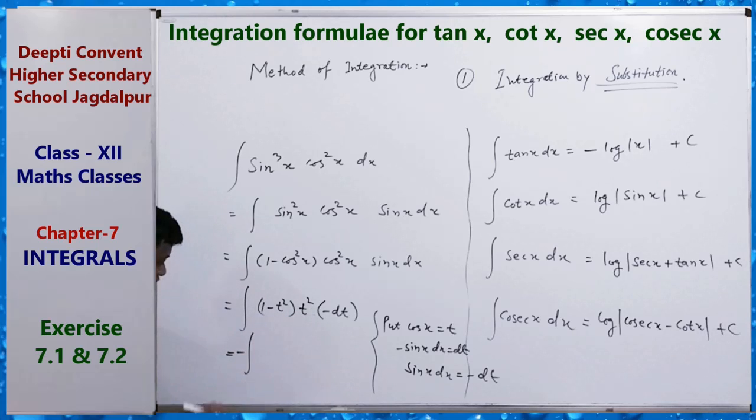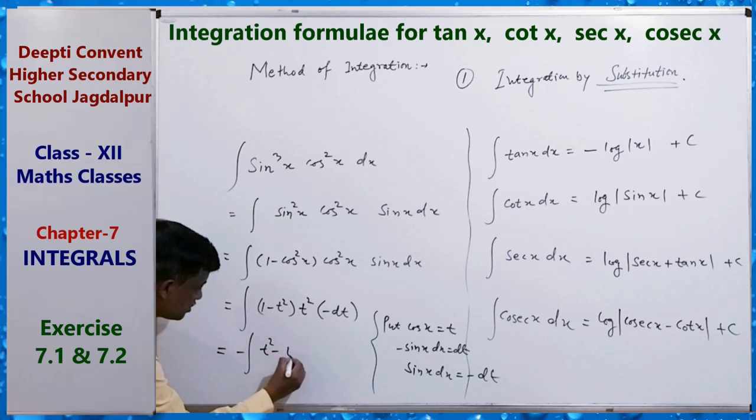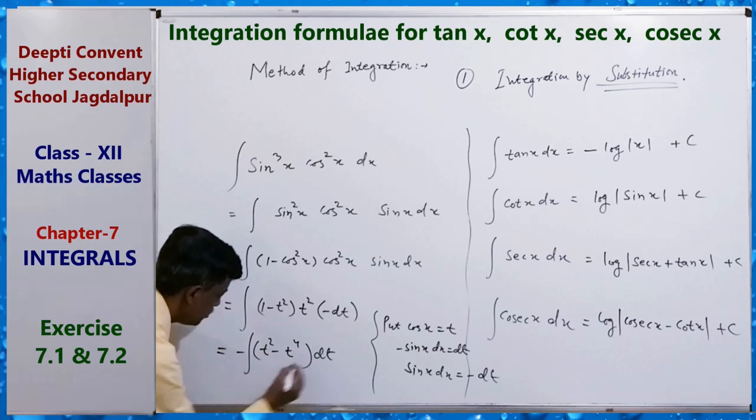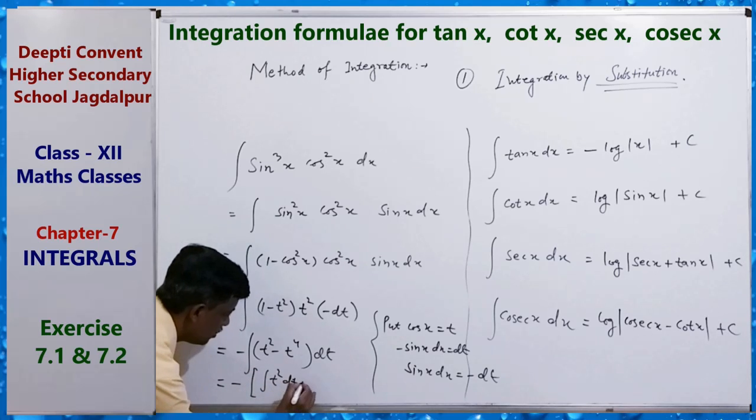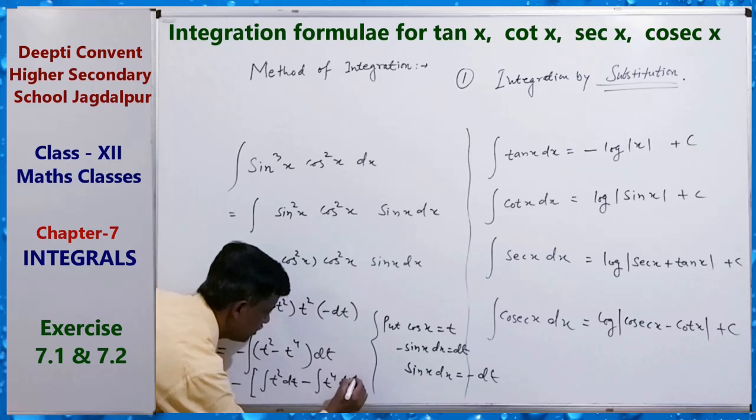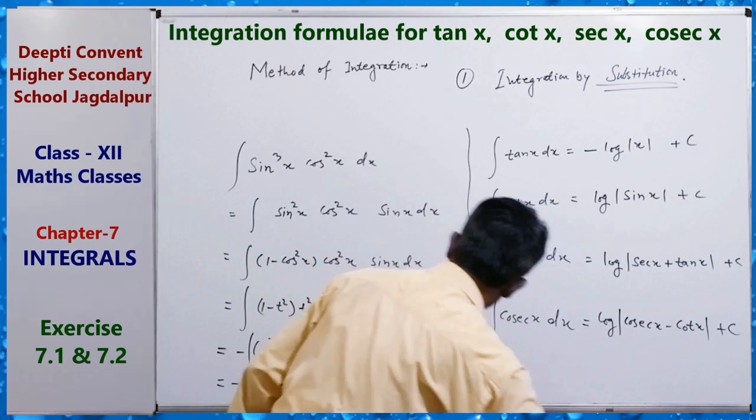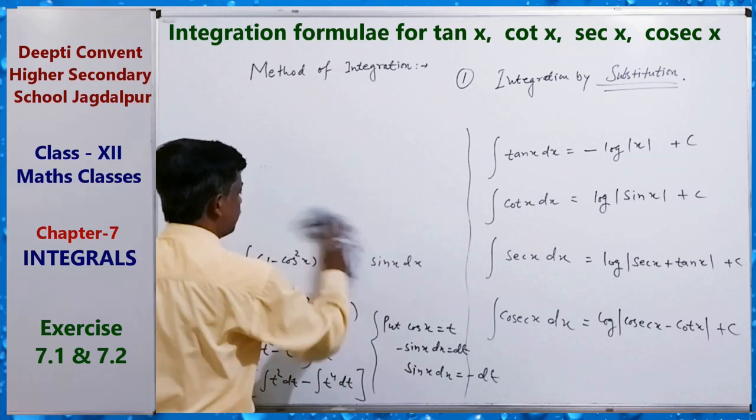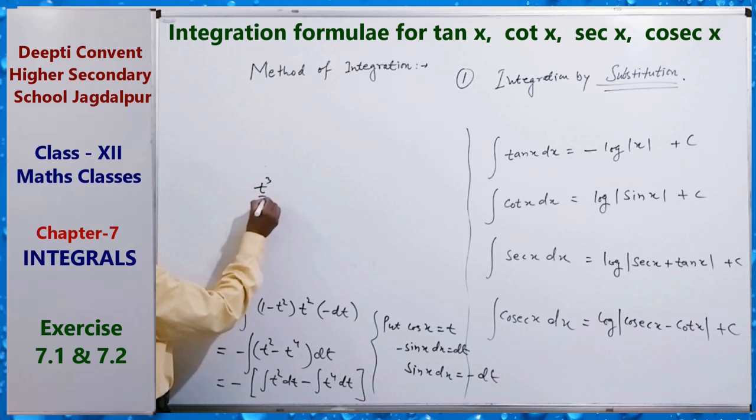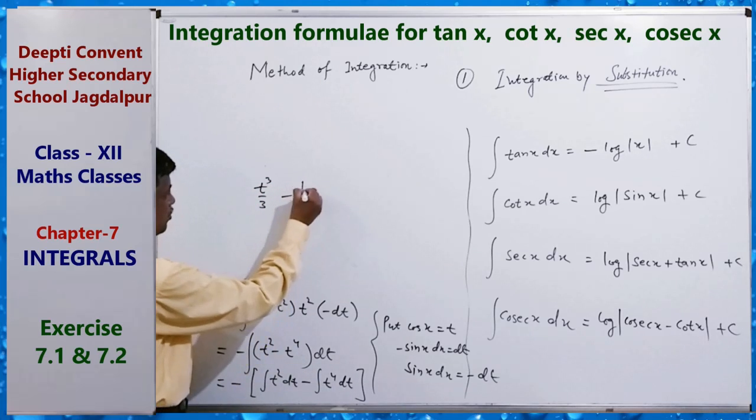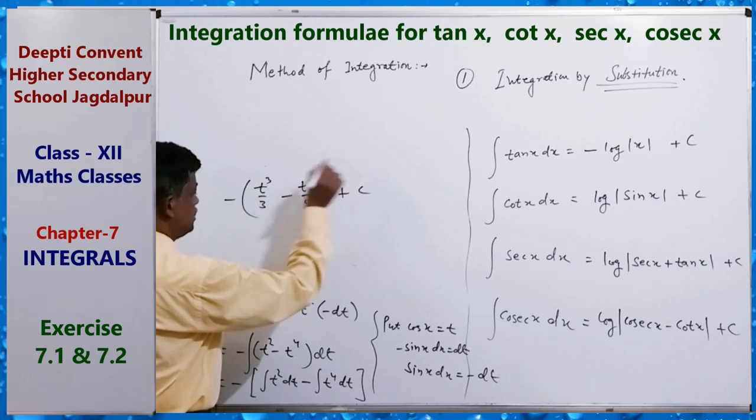Now the minus sign is taken outside. Here we multiply t square minus t power 4 dt. So you can integrate this: minus of integration of t square dt minus integration of t power 4 dt. Solving this, we can get the result. How? t cube by 3 minus t power 5 by 5, minus of this, plus c.